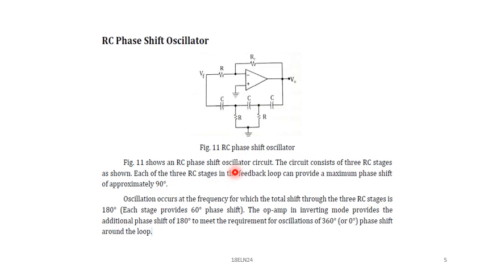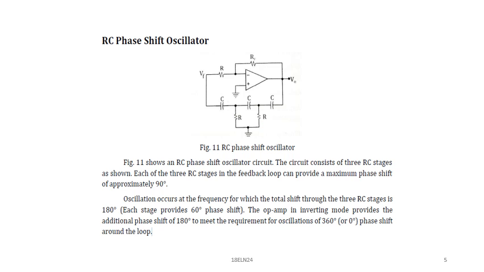Now the figure shows an RC phase shift oscillator. The circuit consists of 3 RC stages as shown. And the oscillation occurs at the frequency for which the total phase shift of the 3 RC stages is 180 degree. So each RC stage should provide a 60 degree phase shift. And again the op-amp in inverting mode provides an additional phase shift of 180 degree to meet the requirement for oscillation of 360 degree or 0 degree. So the phase shift around the loop is either 360 degree or 0 degree.